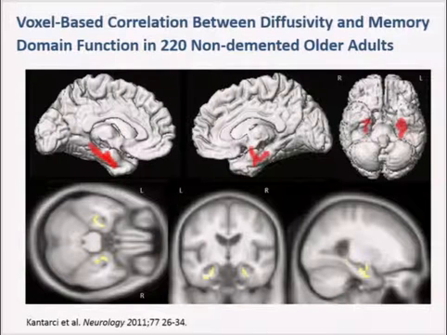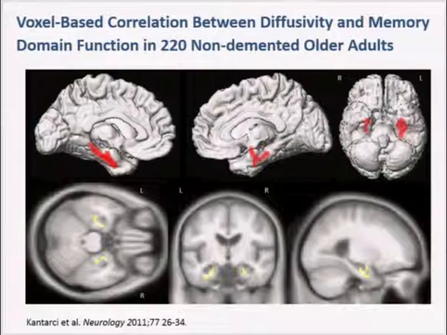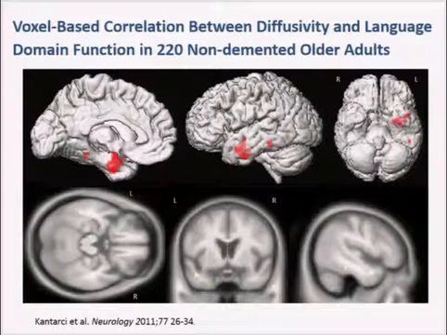So DTI changes in the gray matter appear to be correlating well with what's happening earlier in the non-demented older individuals. And this is the map of the language function relating to mean diffusivity changes, and it happens to be more in the left temporal lobe, as we would expect, and correlating mostly with the anterior temporal and inferior temporal gyri.